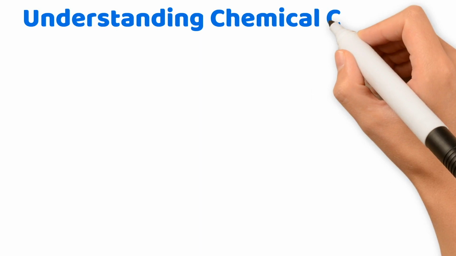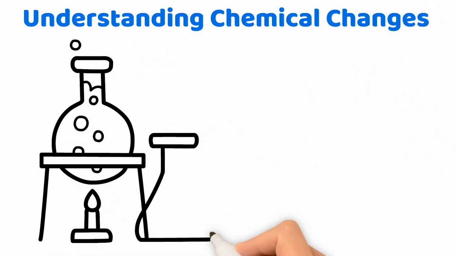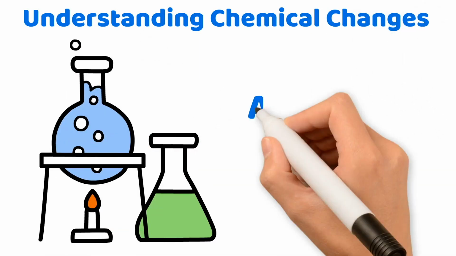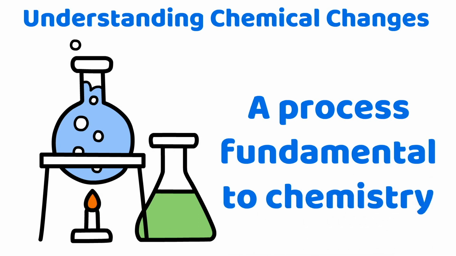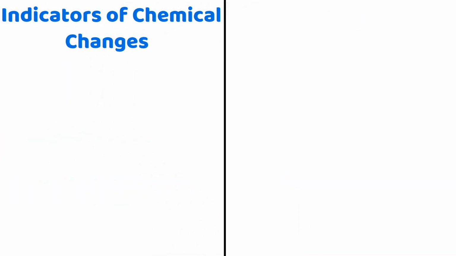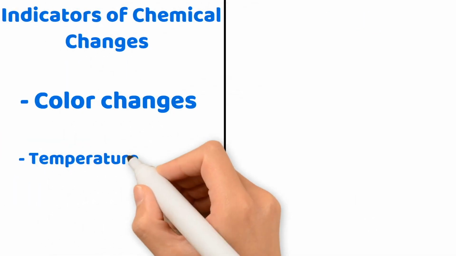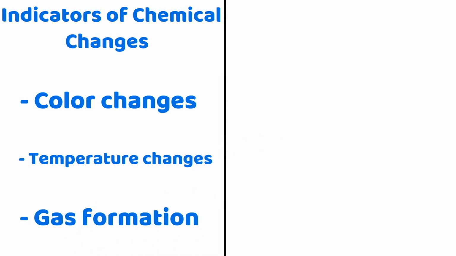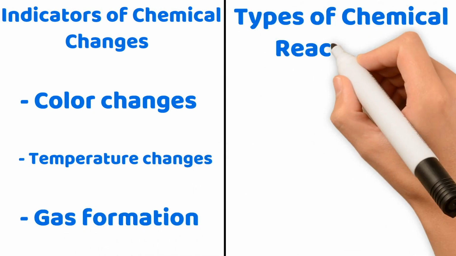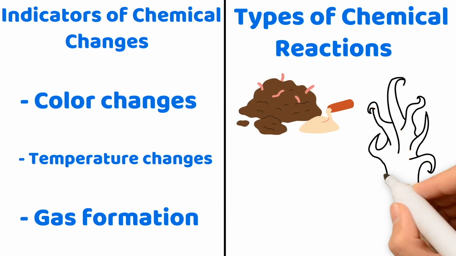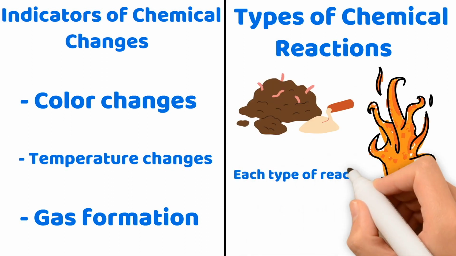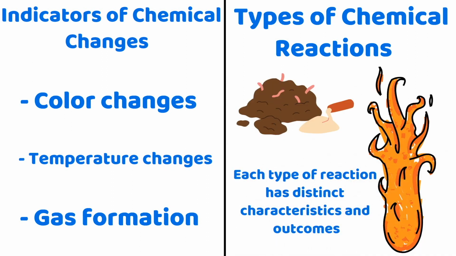Understanding chemical changes. Chemical changes involve the transformation of substances into new ones, a process fundamental to chemistry. Indicators of chemical changes. These include color changes, temperature changes, gas formation, and more. Types of chemical reactions. From synthesis to decomposition and combustion, each type of reaction has distinct characteristics and outcomes.